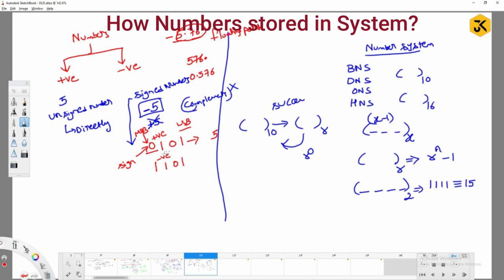If the most significant bit is 0, I can mark it as plus. If the most significant bit is 1, I can mark it as minus. And I calculate the remaining value, 5. This is what I can call negative number representation. Right? But if you would like to represent any kind of negative number, there is no problem. It is easy for us to represent. But what about the system representation?